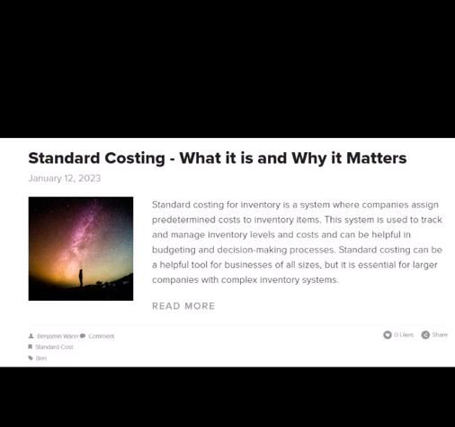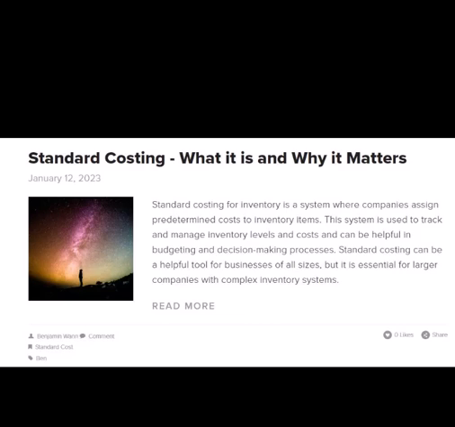Fluctuating production volumes can lead to incorrect standard costs. Standard costs are based on an average production volume. If actual production volumes fluctuate significantly from this average, the standard cost will no longer be accurate. This can cause business problems, as they may make decisions based on incorrect cost information.